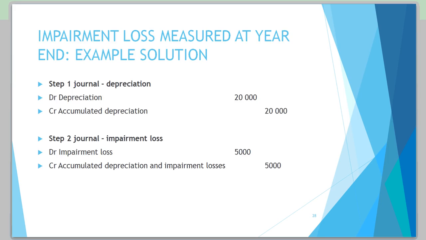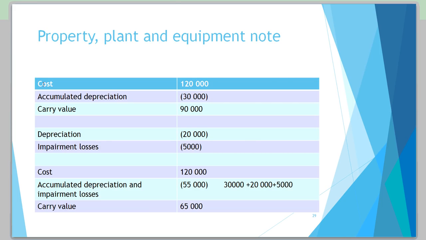And now I don't have to do step number 3 because it's measured at the end of the year. My journals, again, I will book my depreciation first, and then I will book my impairment losses. Also important, no step 3 journal, because step 3 was not performed. For property, plant and equipment, again, the 120, 30 and 90 provided at the beginning. Then I have depreciation of 20,000. I have an impairment loss of 5,000. My cost is still 120,000. My accumulated depreciation is the 30,000 plus the 20,000 plus the 5,000, which leaves me with a carrying value of 65,000.